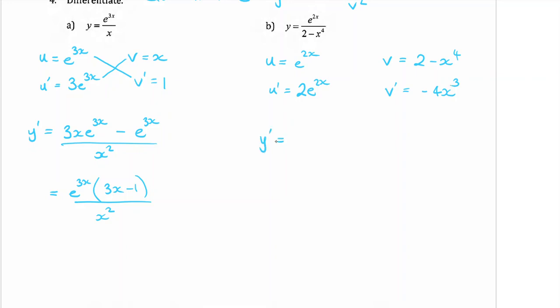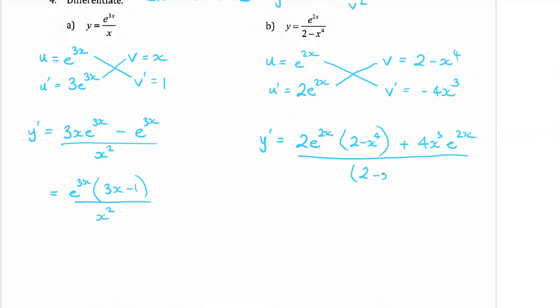y dash equals v times u dash. So I'm going to put the 2e to the 2x first, so that I can put brackets around the 2 minus x to the power of 4. Then minus times in the other way. Ooh, it's another minus, so let's change it to a plus. 4x cubed e to the 2x over v squared for the bottom, which is 2 minus x to the 4 squared.